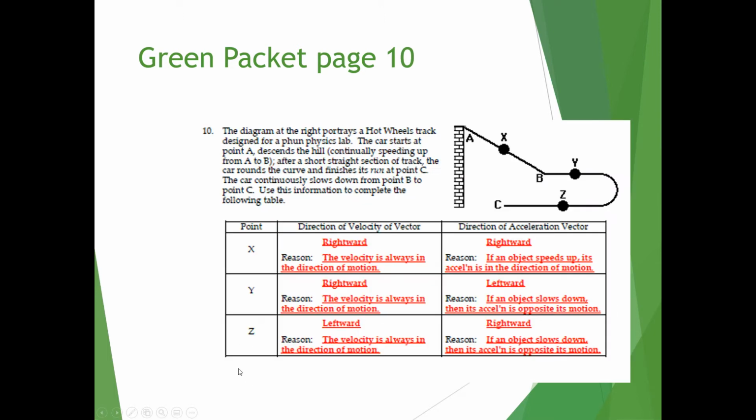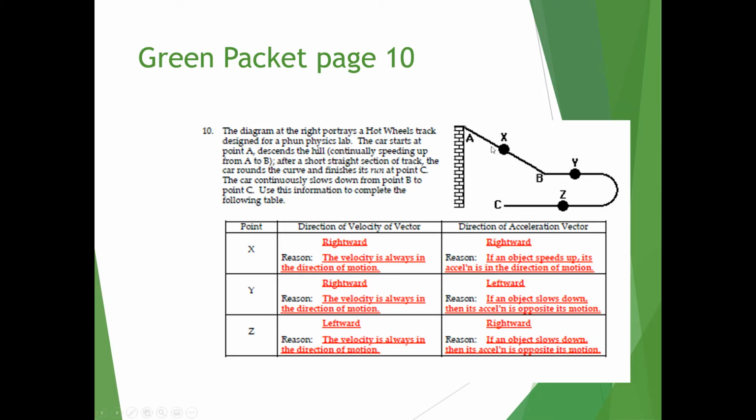The other question, number 10. The diagram at the right portrays a Hot Wheels track designed for a fun physics lab. The car starts at point A, descends the hill, continually speeding up from A to B. After a short straight section of track, the car rounds a curve and finishes its run at point C. The car continuously slows down from point B to C. Using this information, complete the following table.